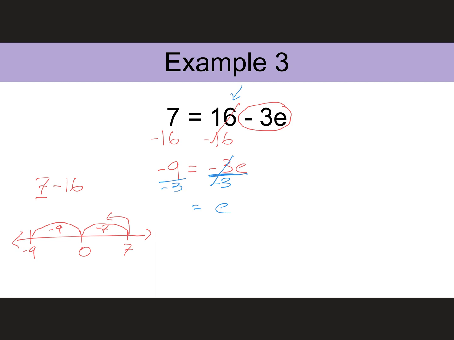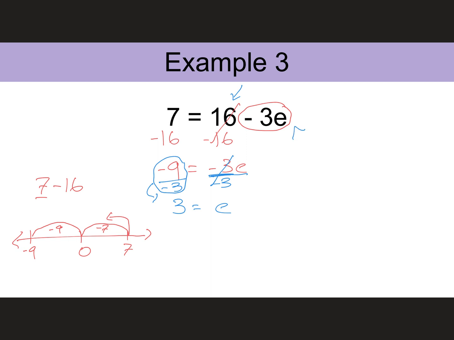So what is 9 divided by 3? We know that that's 3. So if I have a negative divided by a negative, it's going to stay positive. So my answer is just 3. Negative 9 divided by negative 3 is 3. Therefore, e equals 3, and I can check my work.